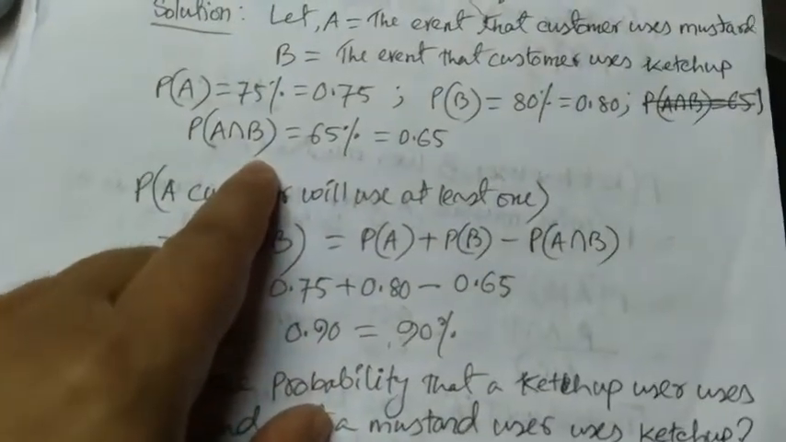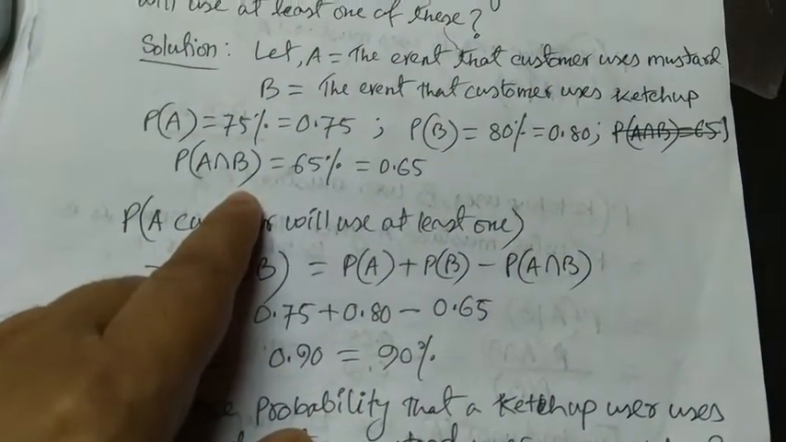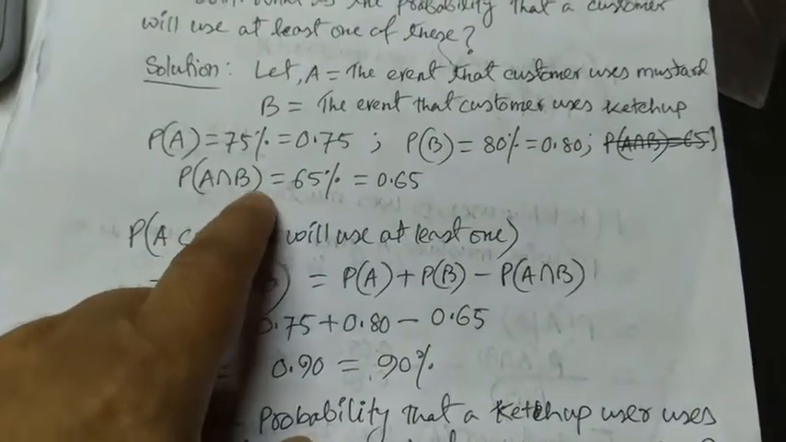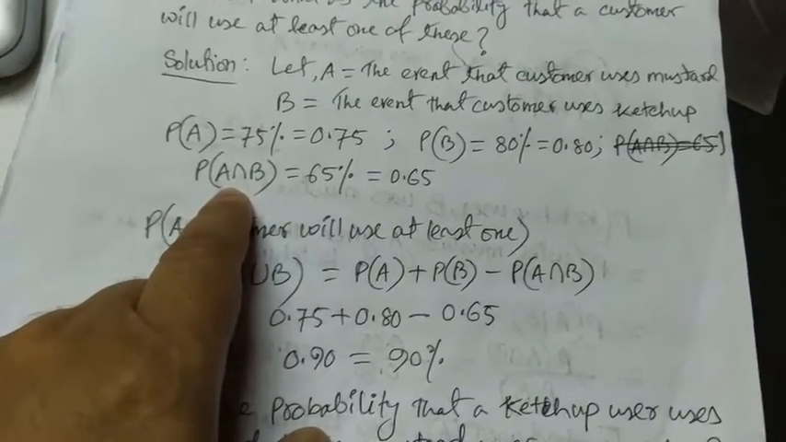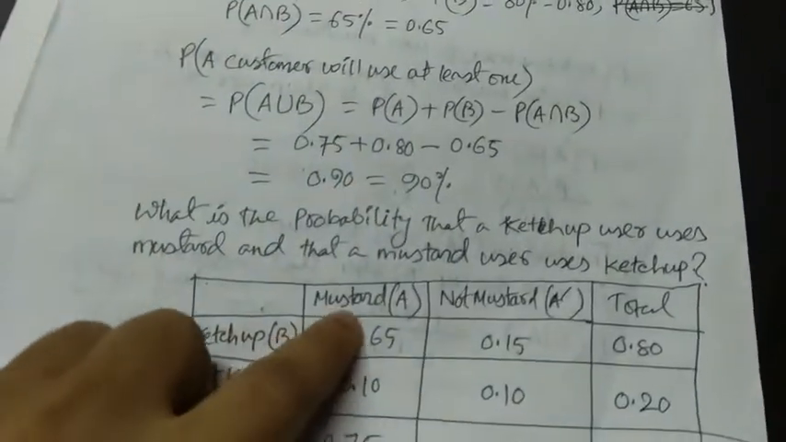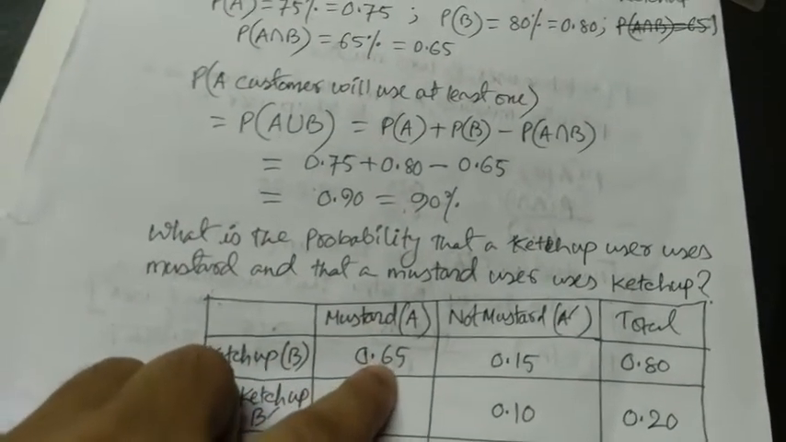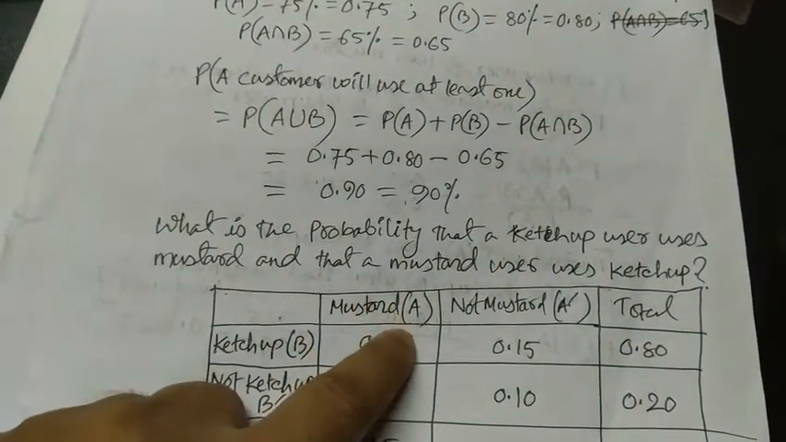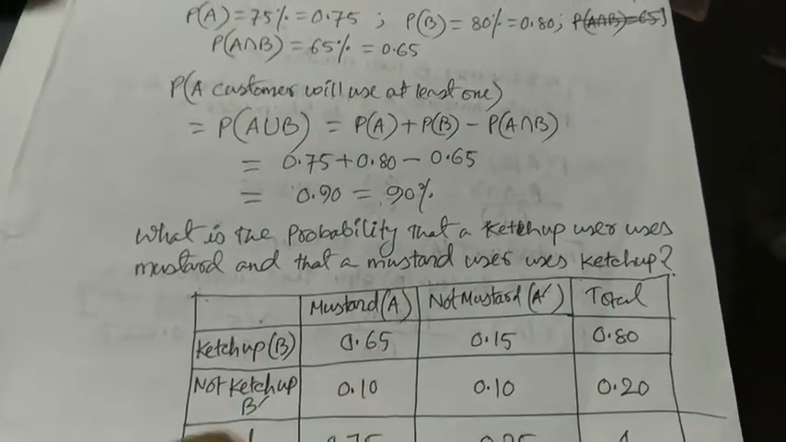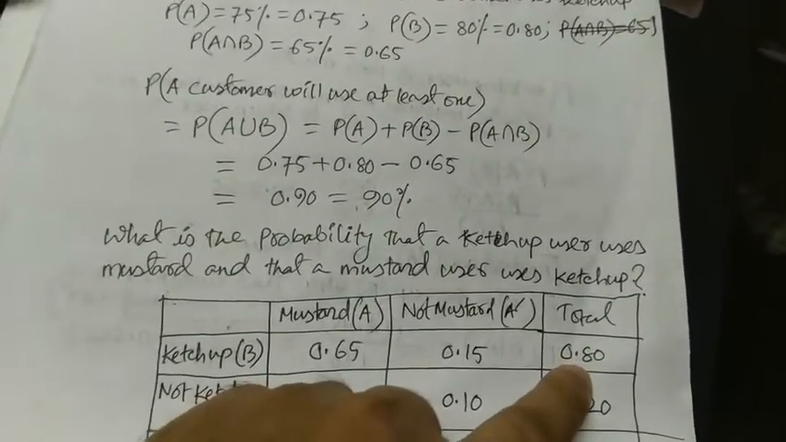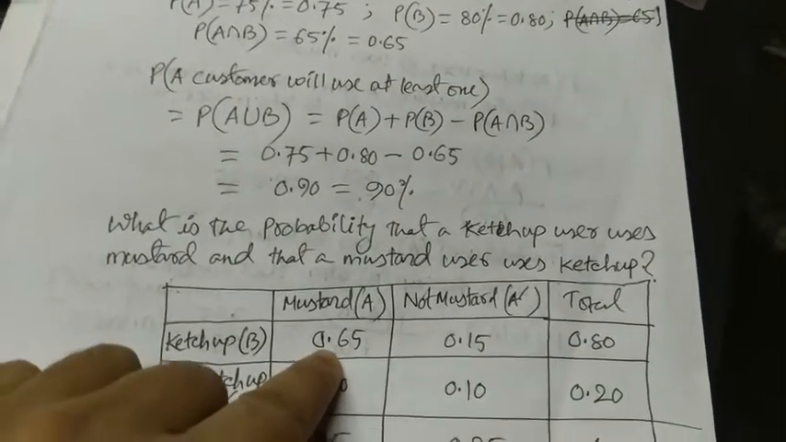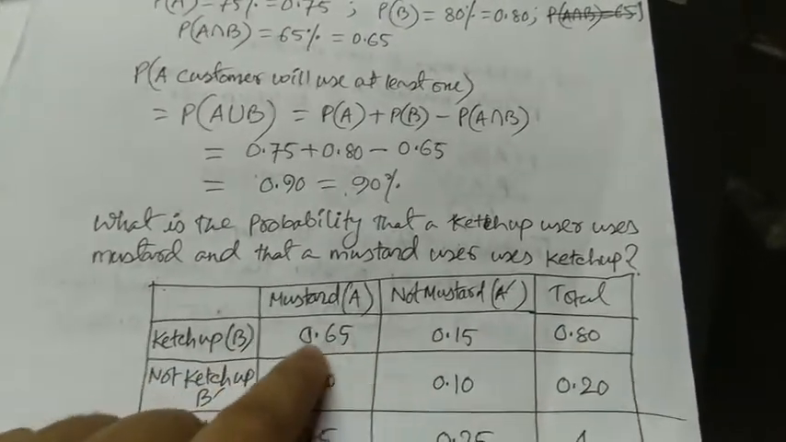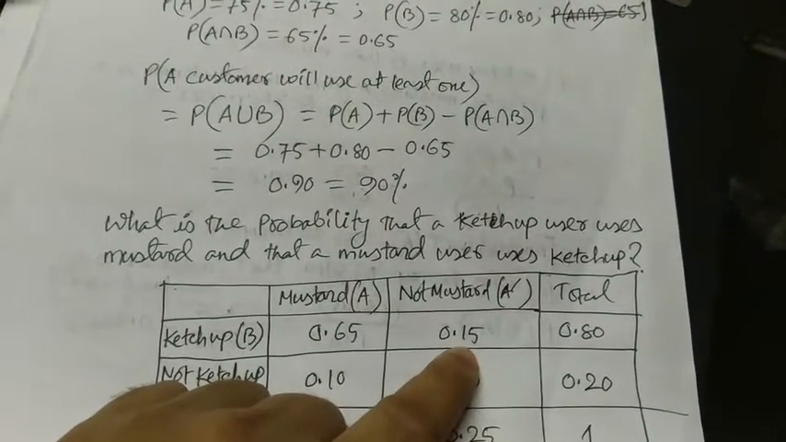Now, we also know from the question the probability of A intersection B. That means the probability of using both ketchup and mustard, which is 65%. That means 0.65. So if the total is 0.80 and this one is 0.65, obviously this one will be 0.15, because this is the total.